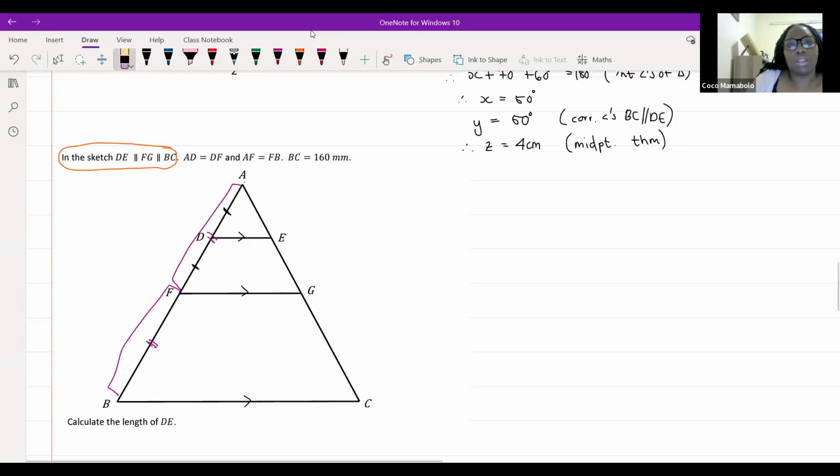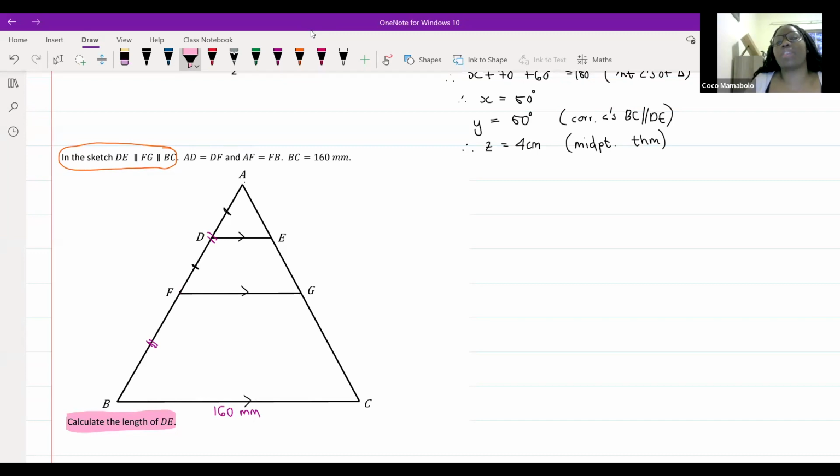Then they tell us that the length of BC is 160 millimeters. And the question comes down here: calculate the length of DE. It's easy for us. I know somebody's just going to say, oh, duh, ma'am, half of 160. No. We need to go through the legwork and explain how we get to the idea that DE is actually equal to what it is.